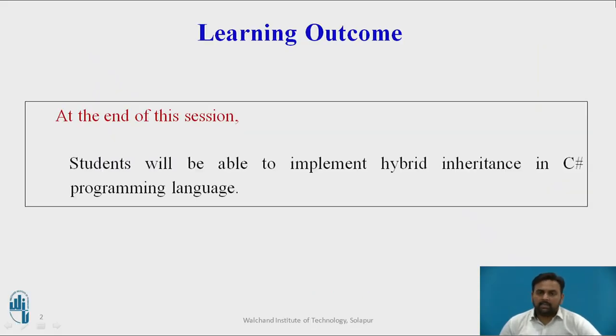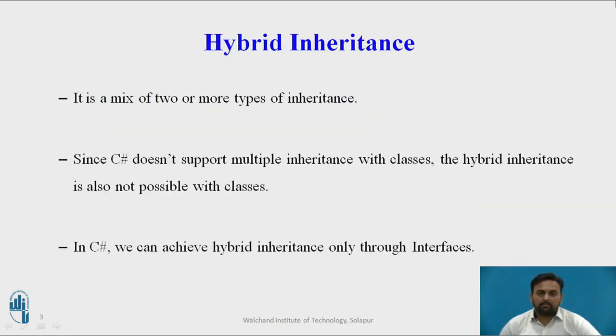So, now let us start with the learning outcome. At the end of this video you will be able to implement hybrid inheritance, which is one of the types of inheritance in the C# programming language. So, let us start to know what actually hybrid inheritance is. As its name itself suggests, it is a hybrid, it means it is a mixture of two or more types of inheritance.